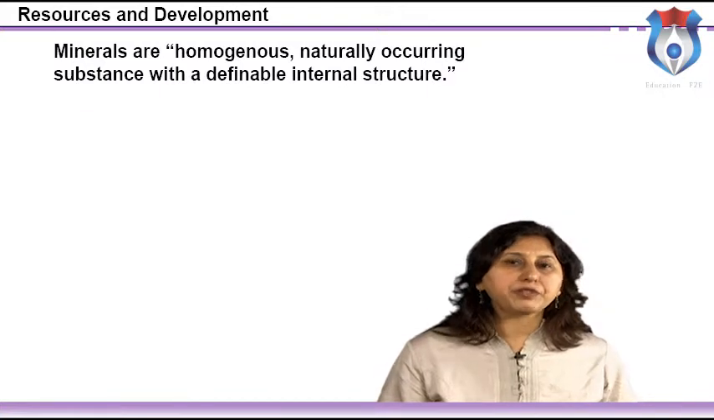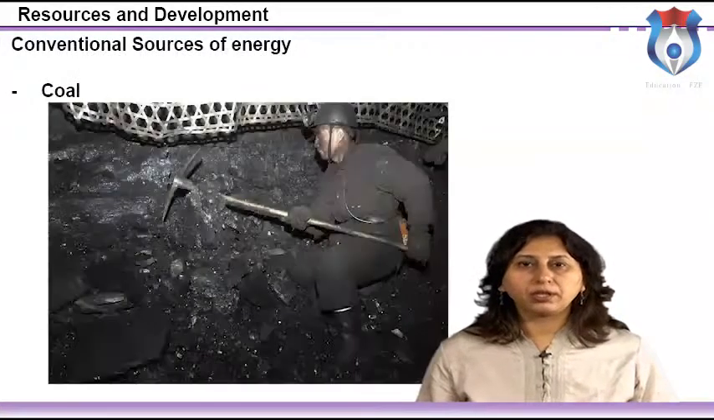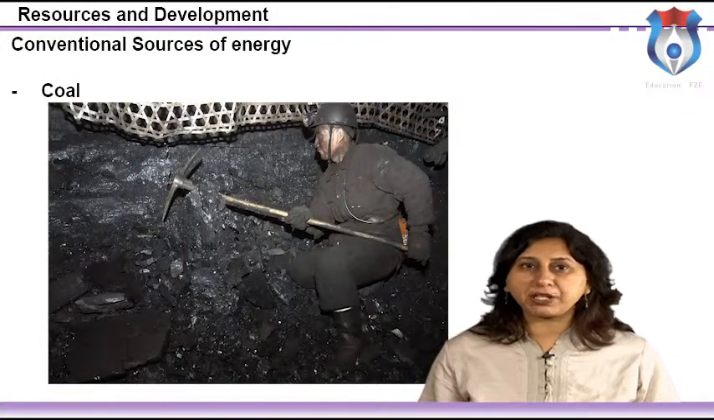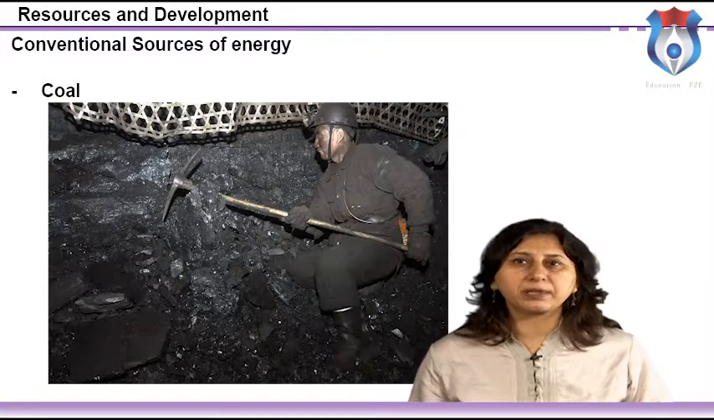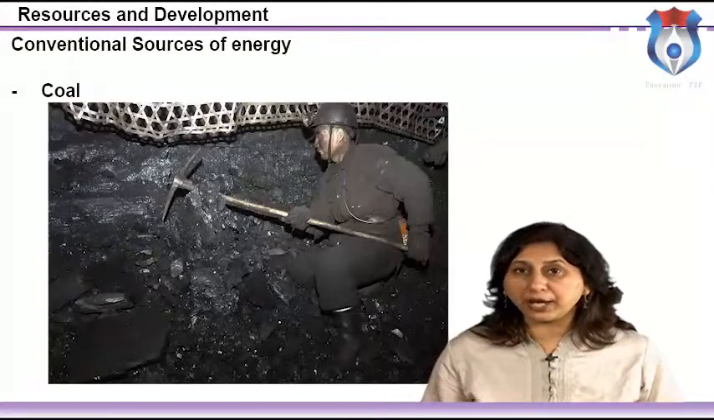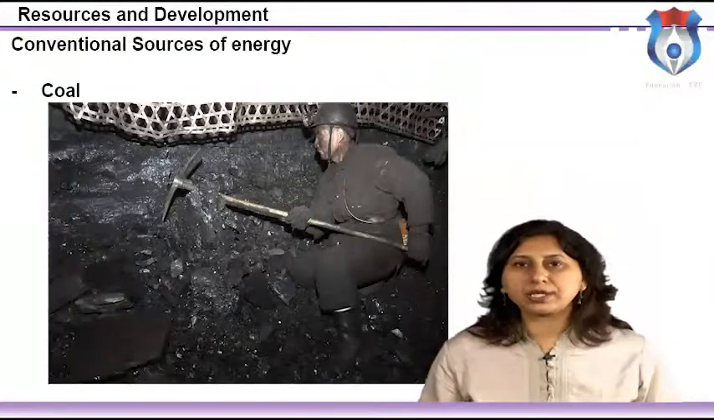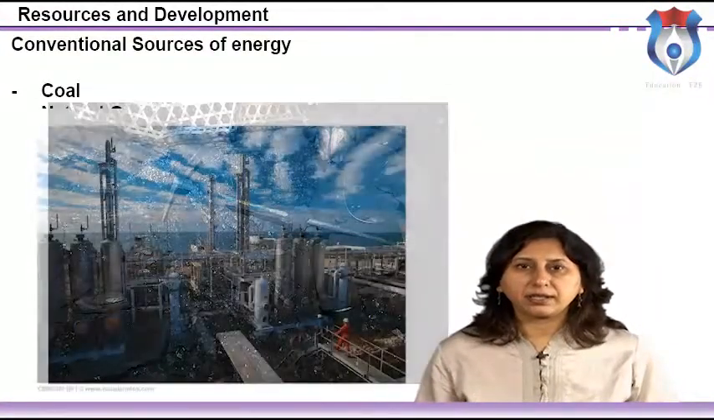Let us talk about a few conventional sources of energy. Coal. Coal is a combustible black or brownish black sedimentary rock composed mostly of carbon and hydrocarbons. It is the most abundant fossil fuel produced in the United States. Coal is a non-renewable energy source because it takes millions of years to create.